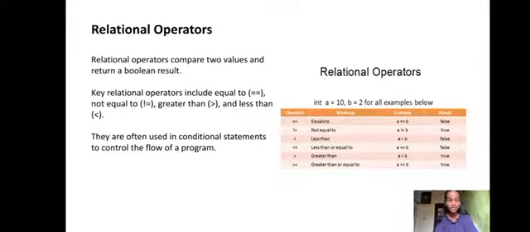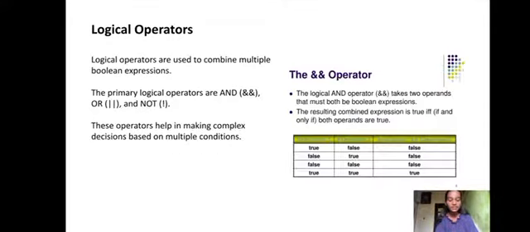So next, logical operators. Logical operators are used to combine multiple Boolean expressions, and the primary logical operators are AND, OR, NOT. These operators help in making complex decisions based on multiple conditions. The logical AND operator takes two operands that must both be Boolean expressions. The resulting combined expression is true if and only if both the operands are true.